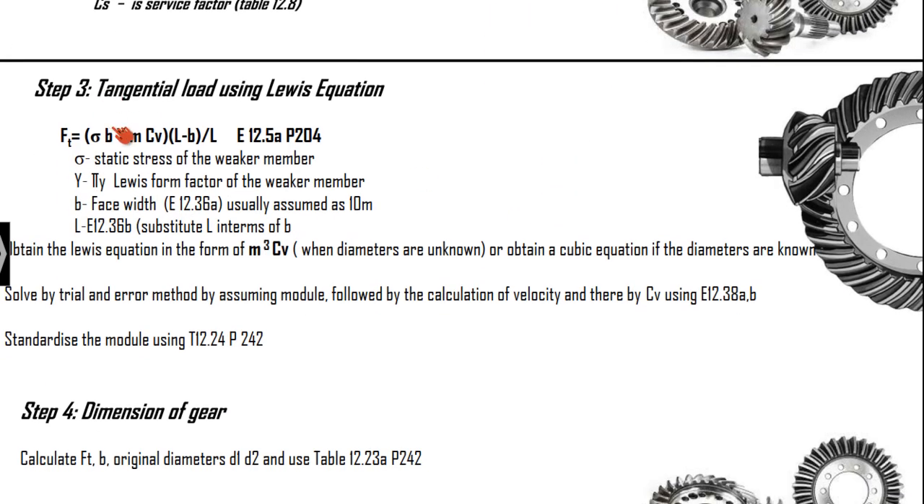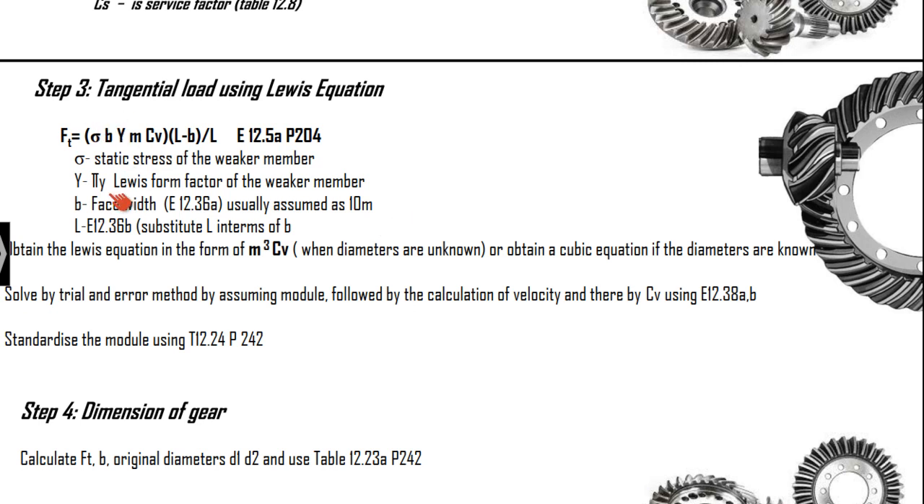And moving forward, we will calculate the tangential load using the Lewis equation. So, the Lewis equation, all the terms are very much familiar to you. Sigma is the static stress of the weaker member, B is the face width. We will be using equation 12.368. We will go to the data handbook and look into the equation, or we will be using the 10m. This is the same for all the gears that we use.